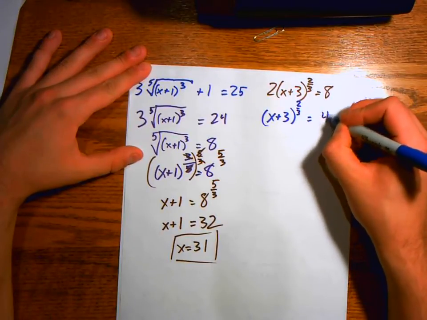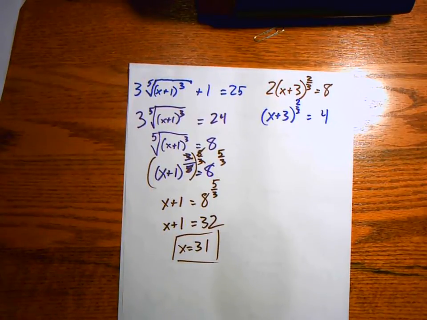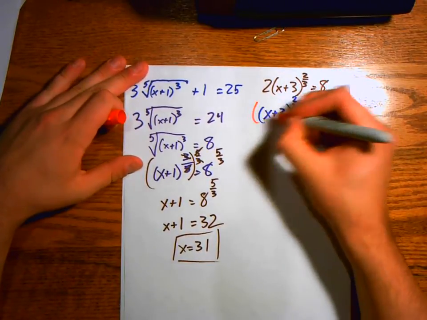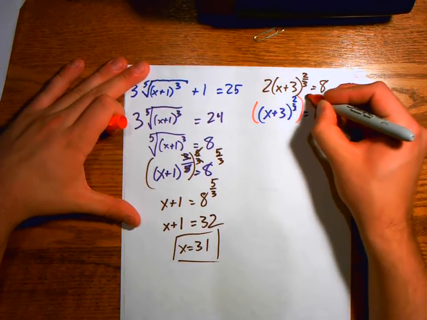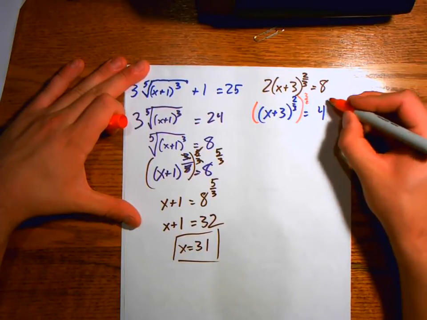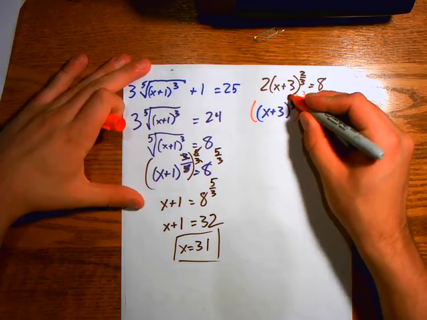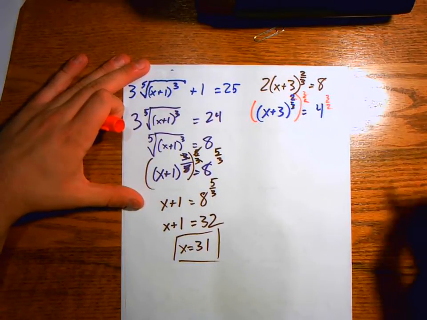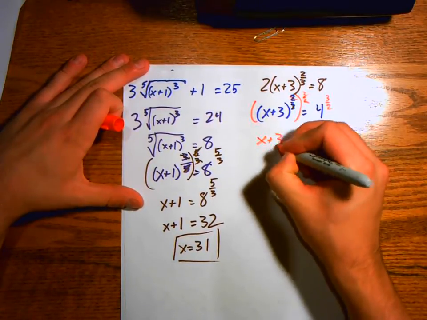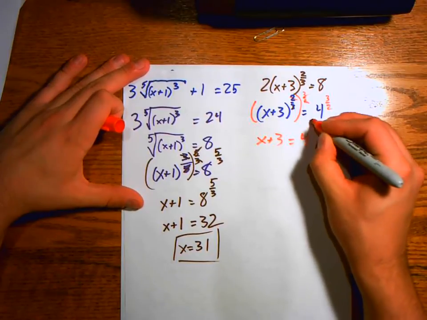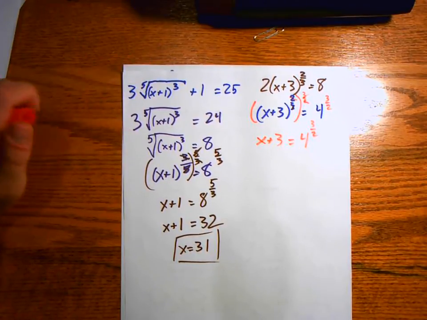And 8 divided by 2 is 4. And then since we have an exponent of 2/3, that means we have to raise it to the power of whatever this is flipped, which is 3/2. And the exact same thing has to happen on the other side. 2's cancel out, 3's cancel out, so we're left with x plus 3 equals 4 to the power of 3/2.